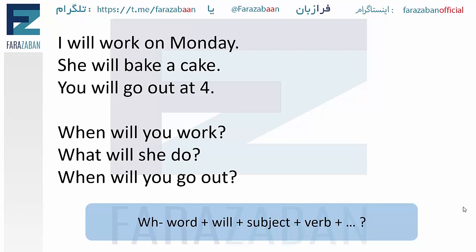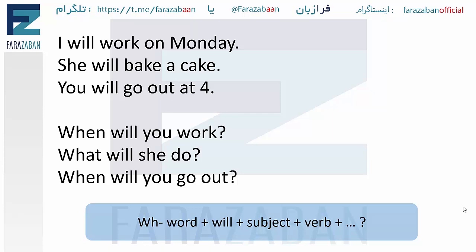And the future simple with will. I will work on Monday. من در روز دوشنبه کار خواهم کرد. She will bake a cake. اون یک کیک خواهد پخت. You will go out at 4. به ساعت 4 بیرون خواهی رفت. The questions. When will you work? What will she do? When will you go out? So the structure of WH questions in future simple tense is WH word plus will plus subject plus the verb and the rest of your question.